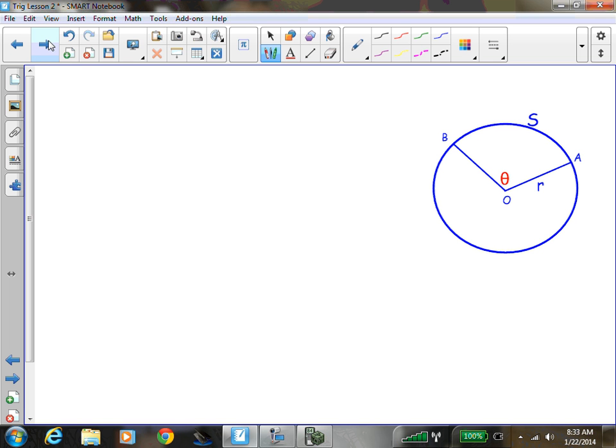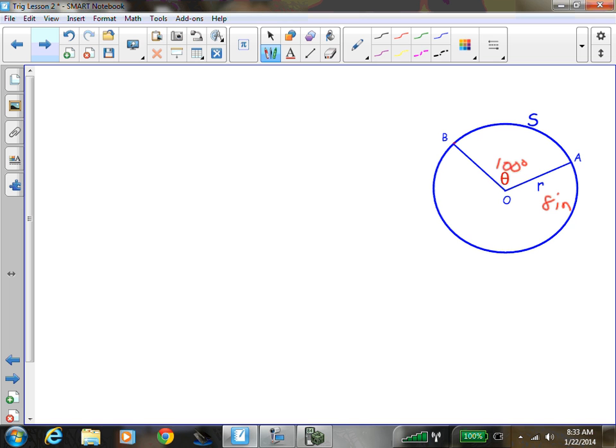Let's say that this angle is 100 degrees, and let's say that R is 8 inches. Okay, and so if I want to find this distance, then the first thing I'm going to need to do is I'm going to need to convert theta to radians.